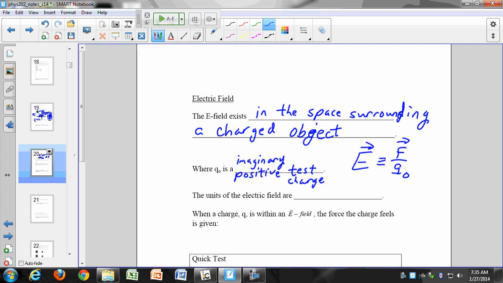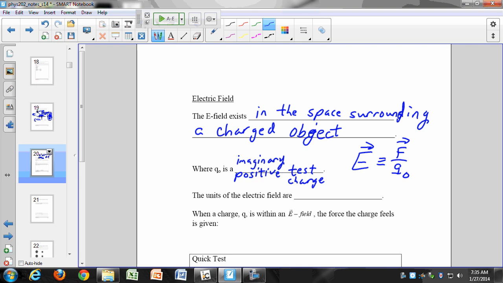So this positive test charge, it's nothing real. It's not a real charge. It's just something imaginary, but you use it to determine the direction of the electric field. I'll show you how we do that in just a bit. It turns out that the magnitude of that positive test charge fortunately doesn't mean anything to the magnitude of the electric field, as you'd imagine, because, well, it's imaginary, right? So it shouldn't have any impact on the actual electric field.